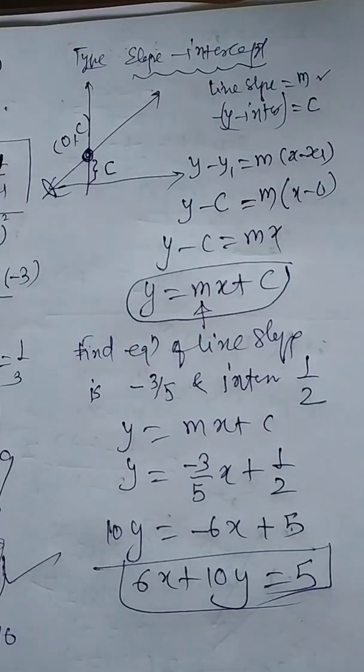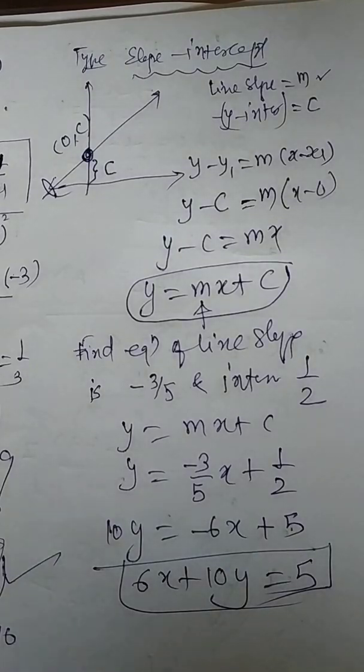So it is this way you can find the equation of the line. So far I have explained 3 types. The first one is point slope form. The second one is two-point form. Correct, two points we are going to use. The third one is slope intercept form.